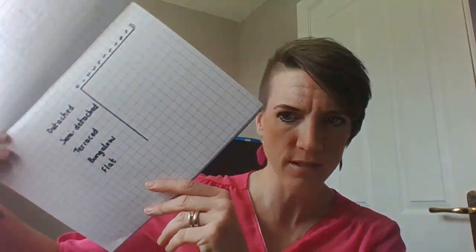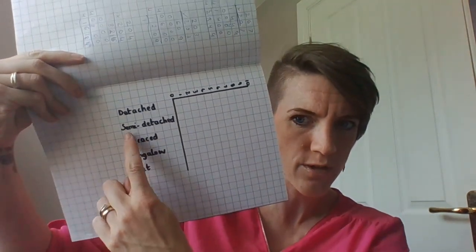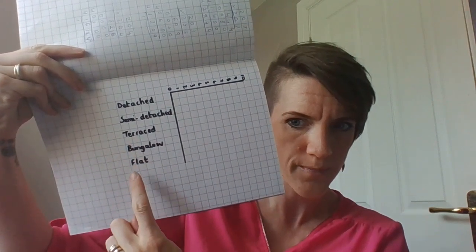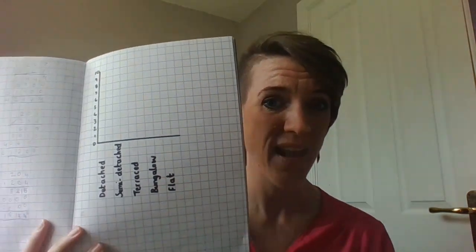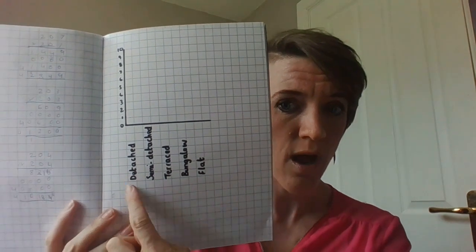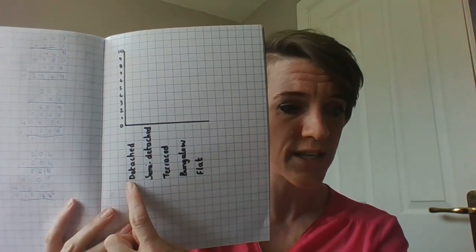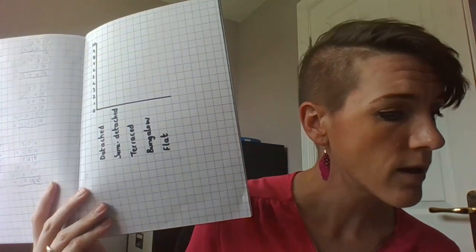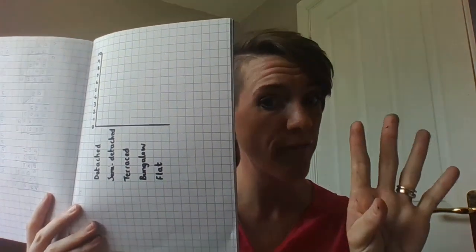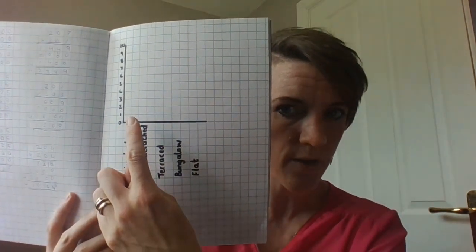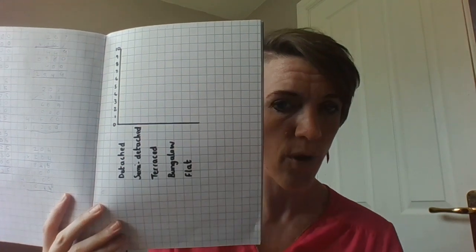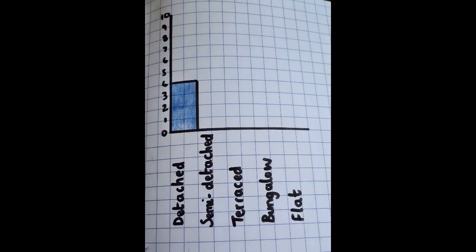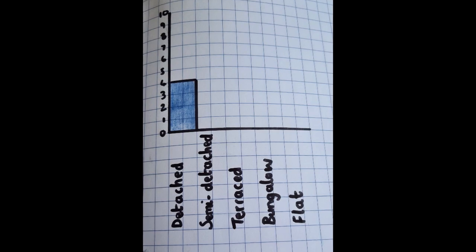If you see more than 10 of a type of house, you'll need to make sure that this line goes higher than 10. And then if you turn your paper onto its side, you can write down the different types of houses you were looking for. Okay, that's your first job. Then you need to look at your tally chart. I'm going to count how many detached houses I saw. And when I look at my tally chart, I saw 4 detached houses. So I've got to colour up to the number 4 on my bar chart.